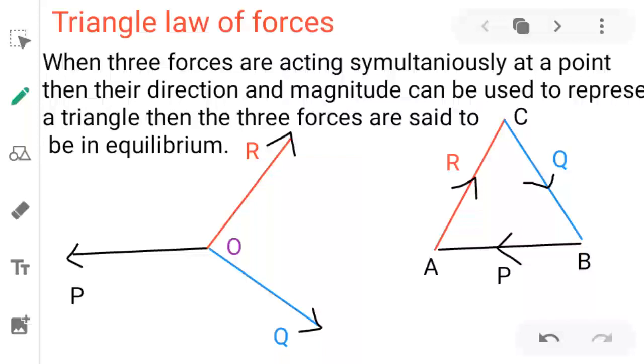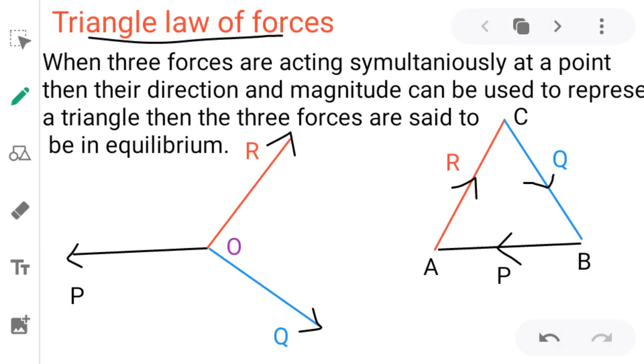Friends, in this video I am going to explain the laws of forces. Basically there are two laws of forces: one is the triangle law of forces and another is Lamy's theorem. So I will take the first law here, that is the triangle law of forces.